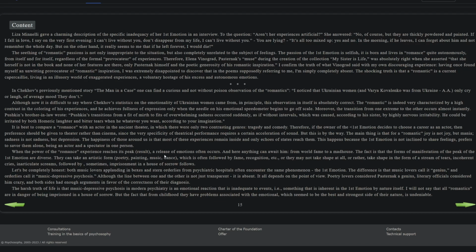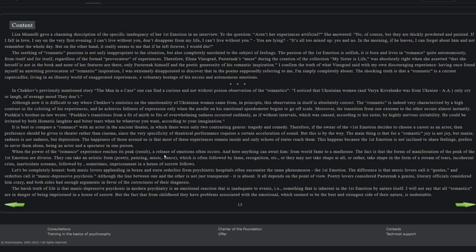It is best to compare a romantic with an actor in the ancient theater, in which there were only two contrasting genres, tragedy and comedy. Therefore, if the owner of the first emotion decides to choose a career as an actor, then preference should be given to theater rather than cinema, since the very specificity of theatrical performance requires a certain acceleration of sound. But this is by the way.